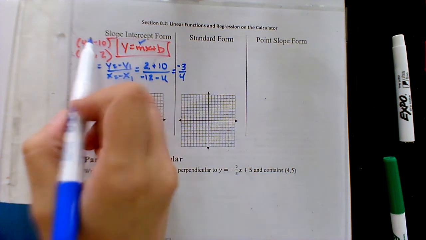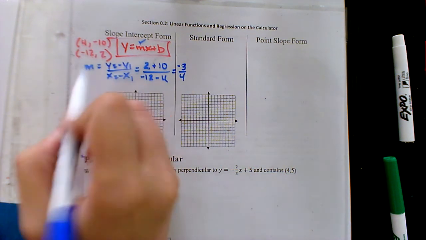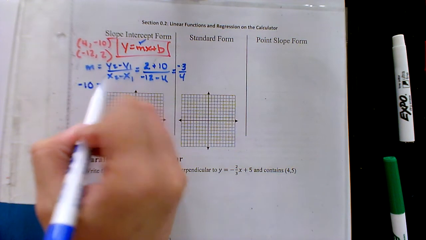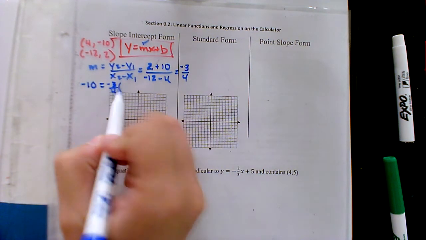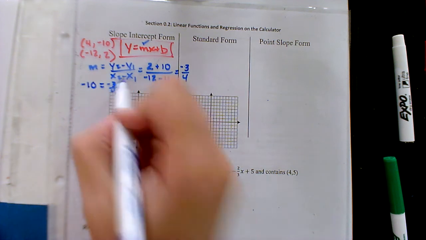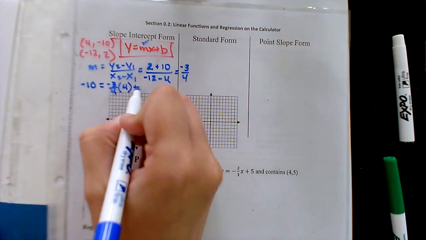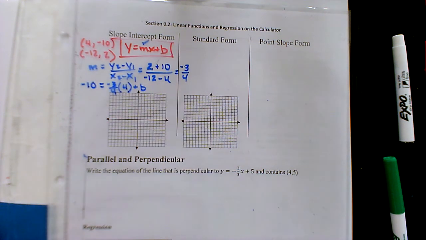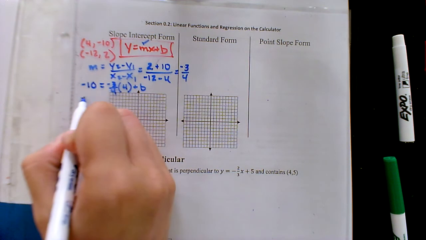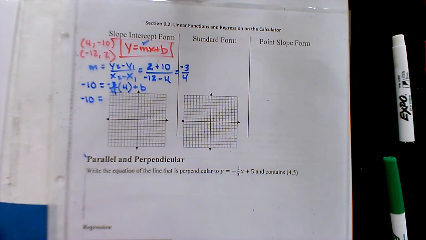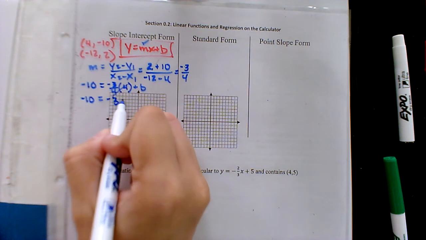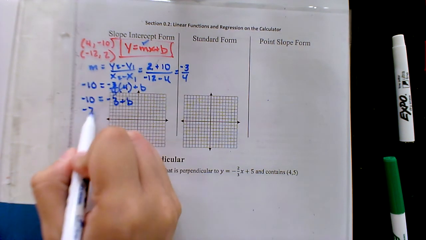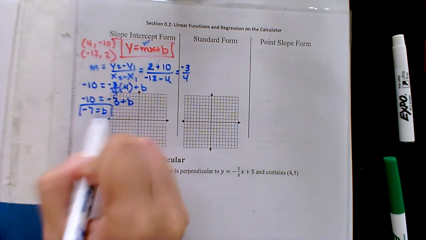The first one? Okay, so if you want to choose the first point, the y value is negative 10. The m value that we just found is negative 3/4. The x value from the point we chose was 4. And notice how that leaves a b value for us to figure out. What about negative 3/4 times 4? Negative 3, right? The 4's cancel. Perfect. So it looks like our b value is negative 7.